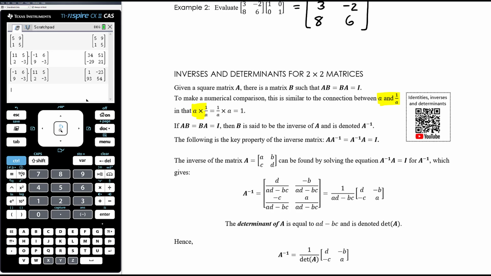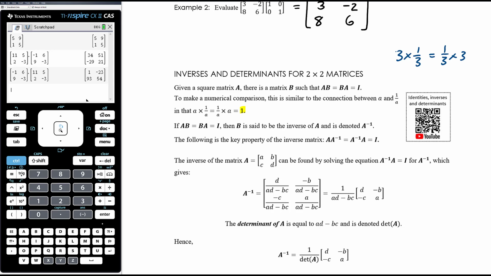A times 1 is the same as 1 times A, and it just gives me A. A times B is the same as B times A, and it just gives me the matrix equivalent of the number 1. It's a bit like, let's put some numbers in that, 3 times a third is the same as a third times 3, and it gives 1.